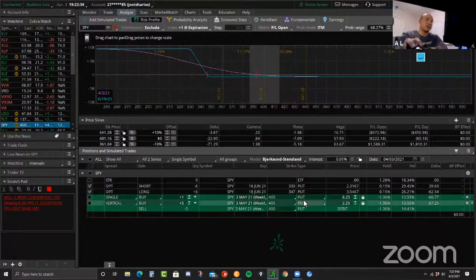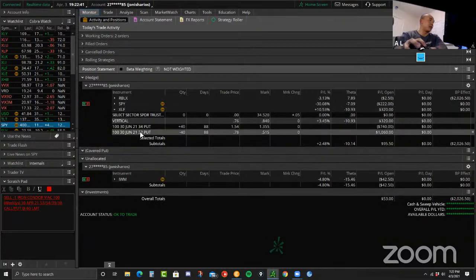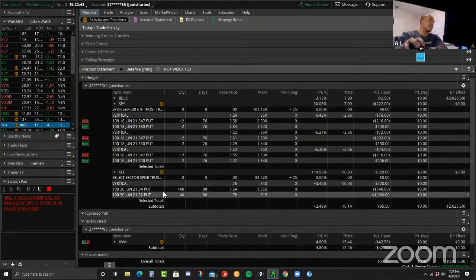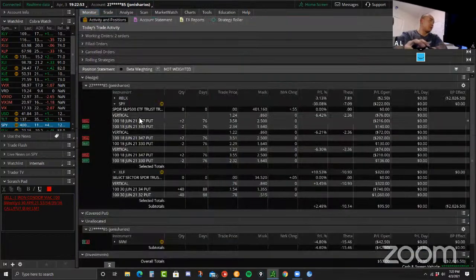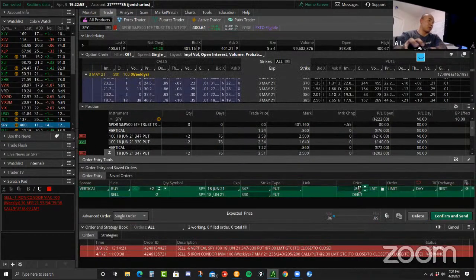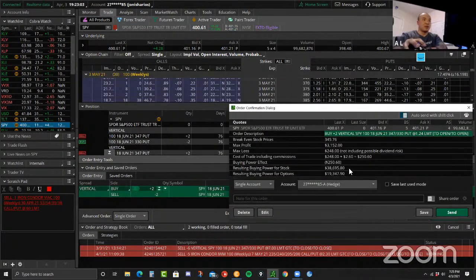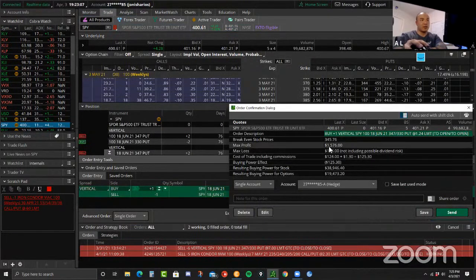How much did it cost me? Okay. If we look at this, the trade itself cost me roughly $1.24. If I were to replicate this trade, I paid $1.24 for it. How much would I be risking? Well, sorry, that's two contracts. So one contract, I'm risking $124 to make $1,500.